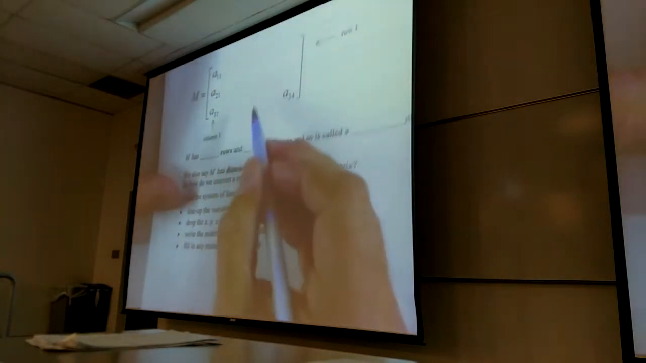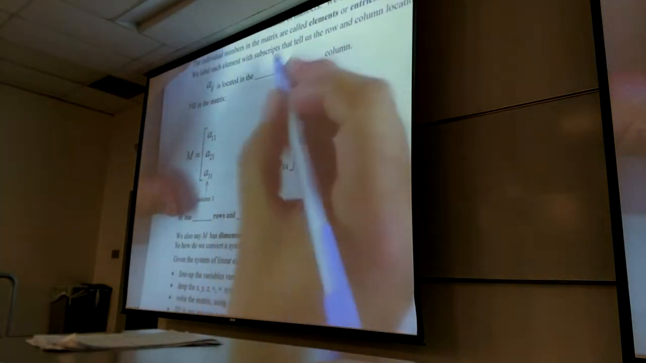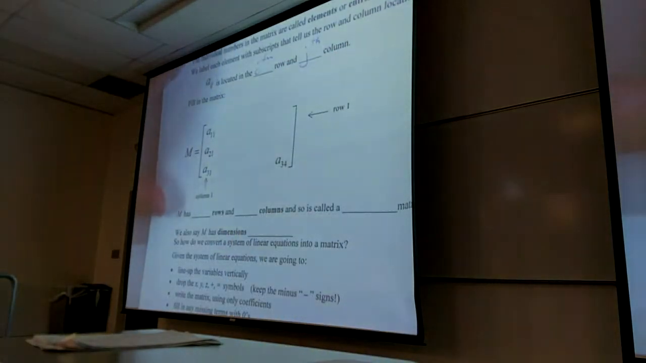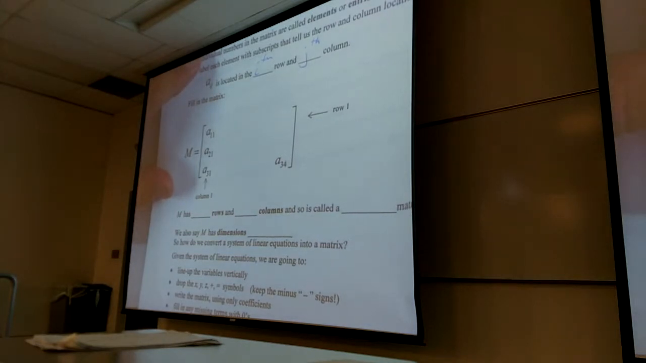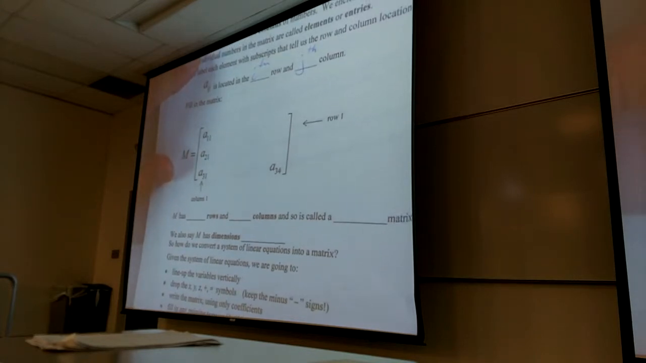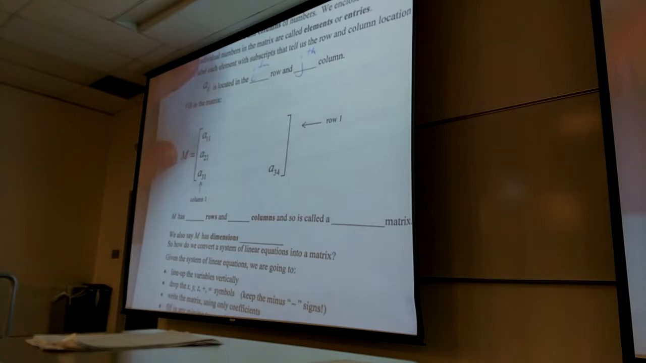So AIJ is located in the ith row and the jth column. You gotta love that. Ith. It's easier to say than i-o-n-d. So we say ith and jth.